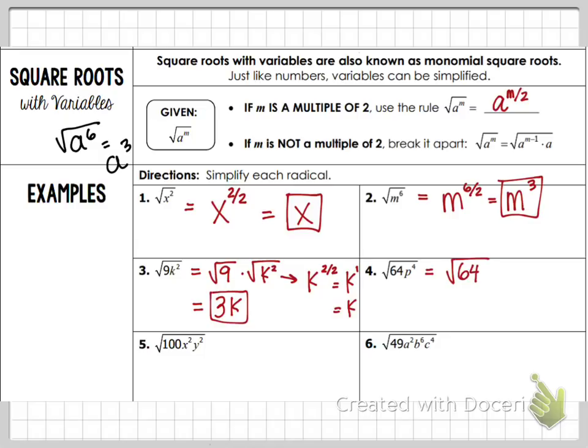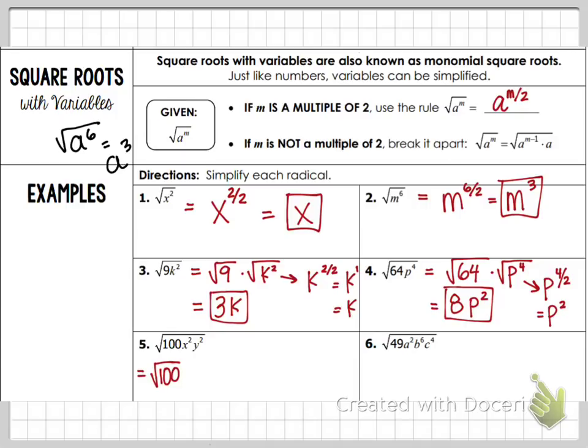Number 4, it's the same thing as saying the square root of 64 times the square root of p to the 4th. The square root of 64 here is 8. And for p to the 4th, again, we just divide that number by 2. 4 divided by 2 is 2. So our answer is 8p squared.